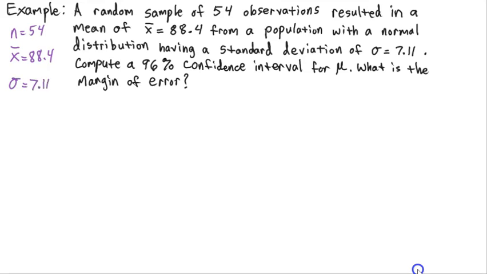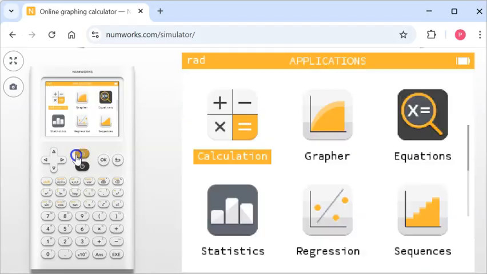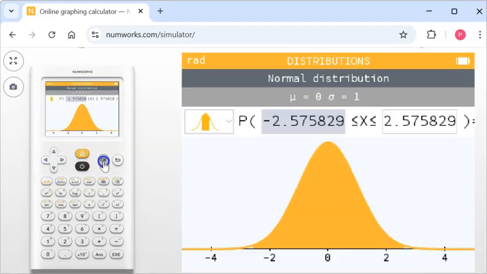Look, we're more than halfway done with step 1. Compute a 96% confidence interval for mu. What is the margin of error? Well, we're going to need the z star now, the critical z value, which we can get if we turn our 96% into 0.96. We will go over to the NumWorks calculator, normal distribution, home, distributions, okay.